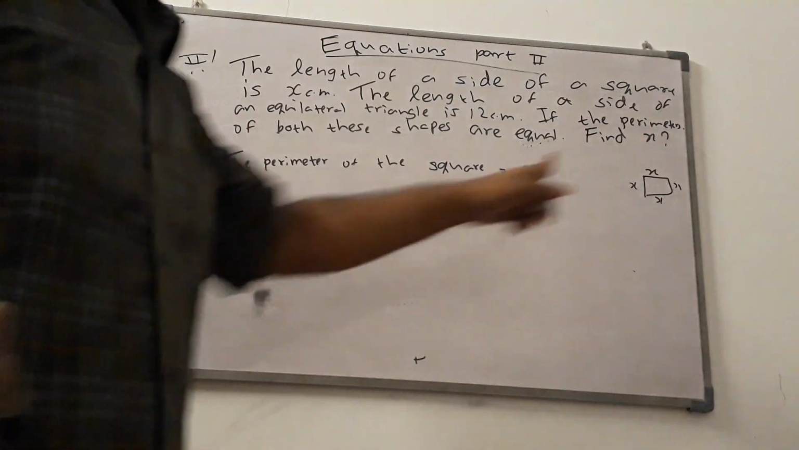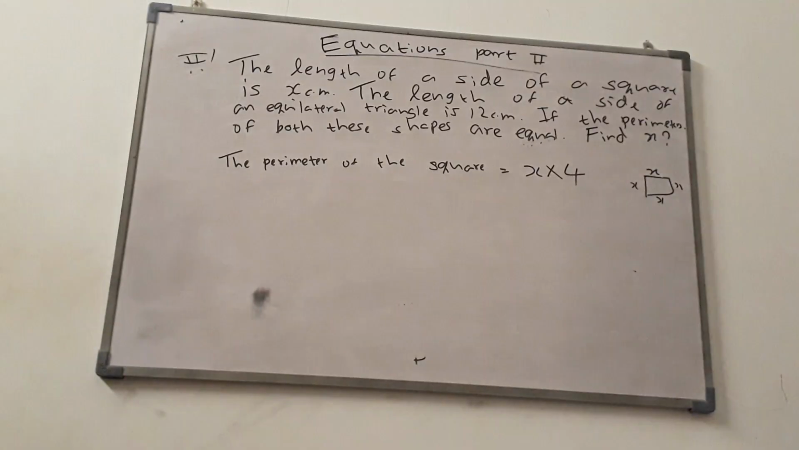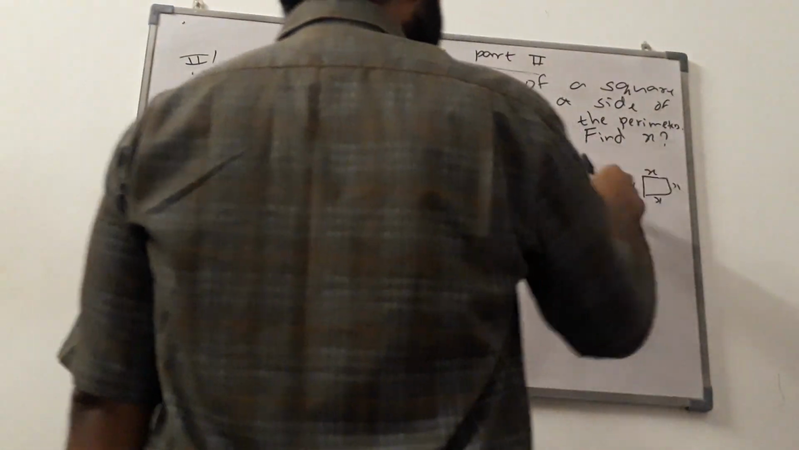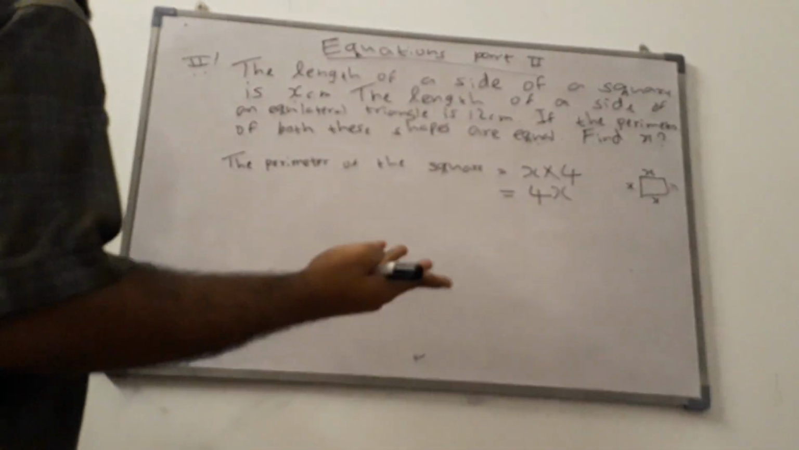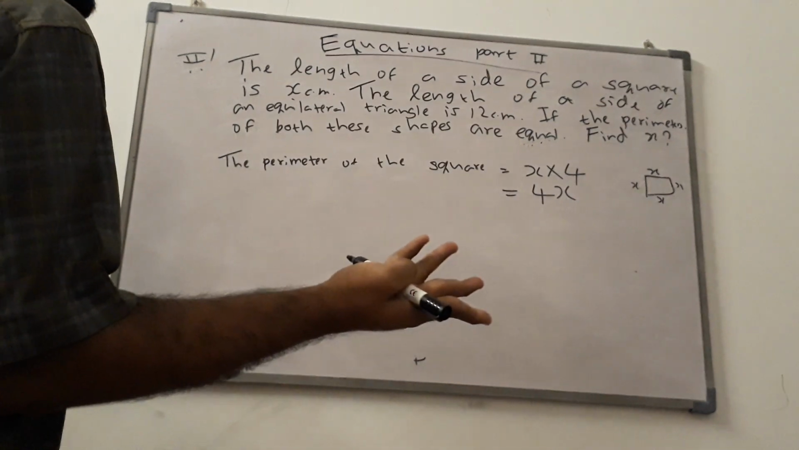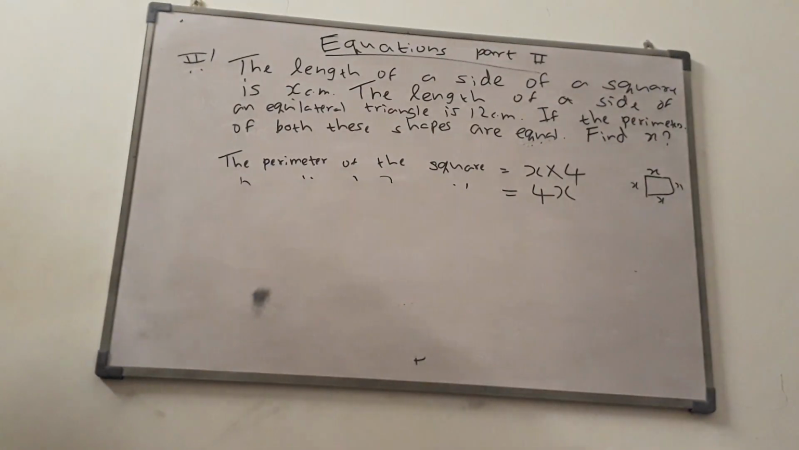Okay, length of a side is x. There are 4 such sides. So what we have to do is multiply x by 4. So 4 times x, or x times 4, means 4x, not x4, 4x. You have to multiply 1x by 4, or we can add 4 x's together. So x plus x plus x plus x means 4x. So the perimeter of the square is this.